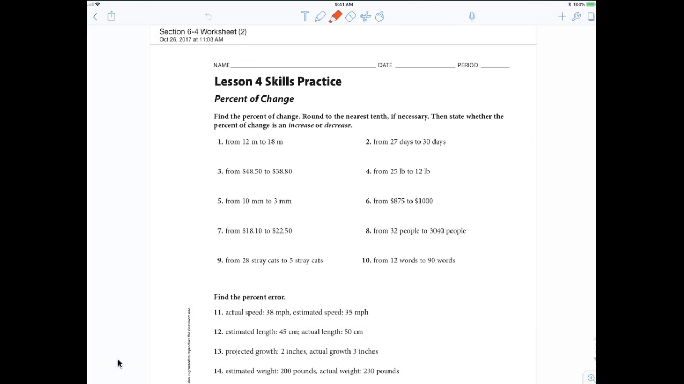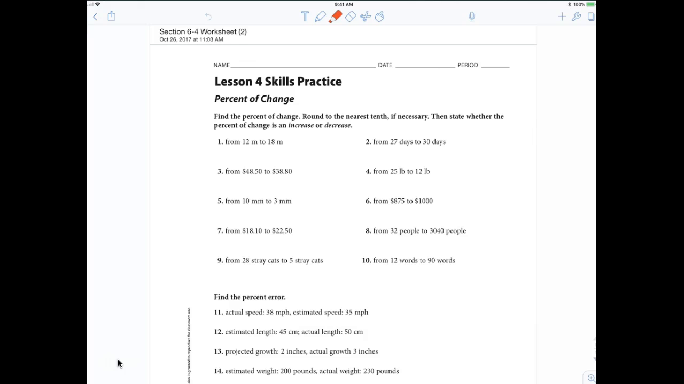6. What was the original amount? 12. 6 out of 12 is 50%. Come on now. That's not calculator. That's not hard. That's easy. All right, so here we go. Listen to what I'm saying now.